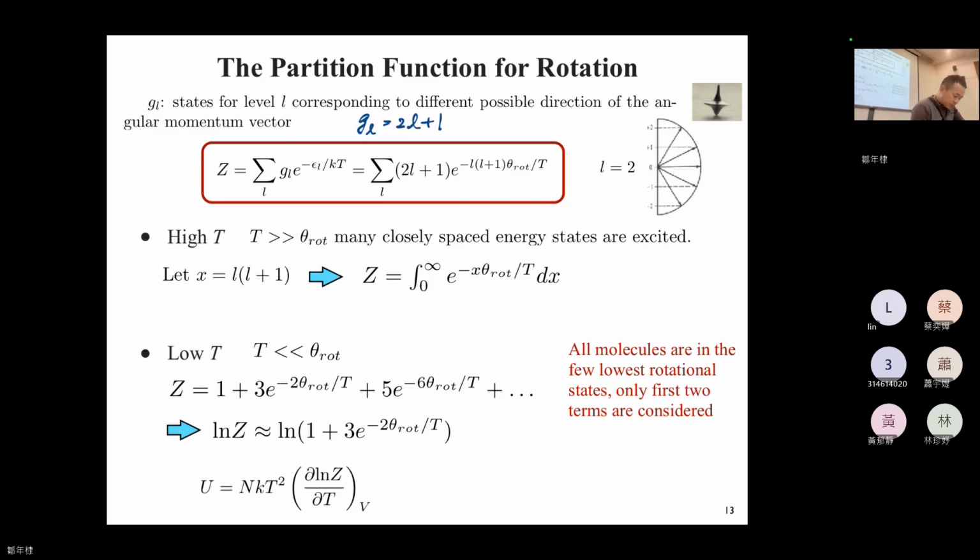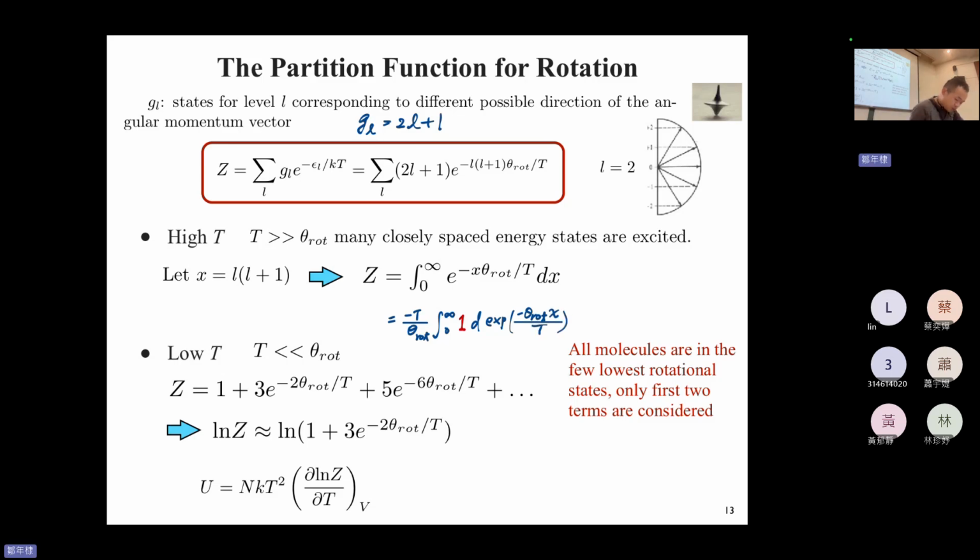Okay? And then the form is like this. So we can continue to 1 over t, theta rotate, integration from 0 to sigma. And why do we do this? Because we change the variables. Previously this is dx, but now we change to the exponential minus theta rotate x over t.